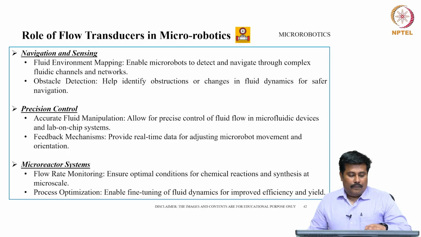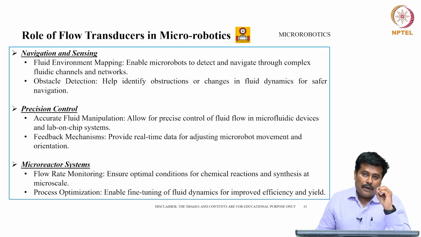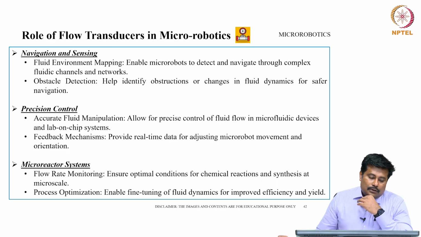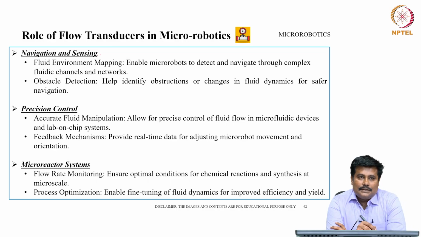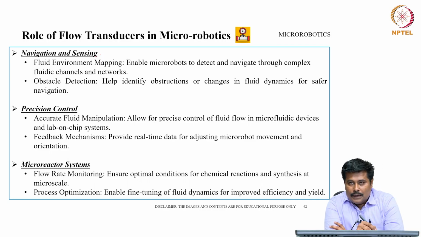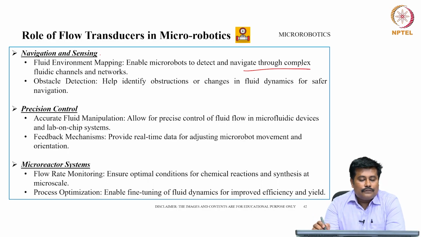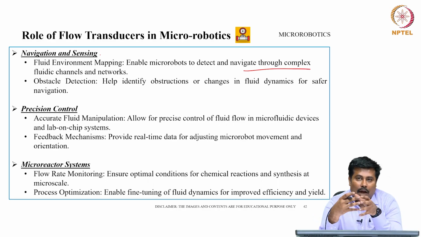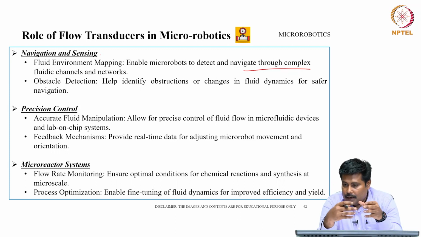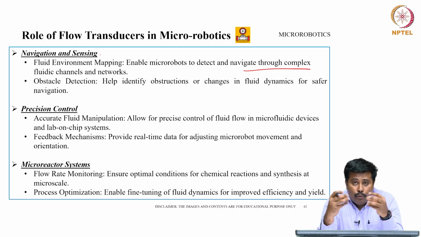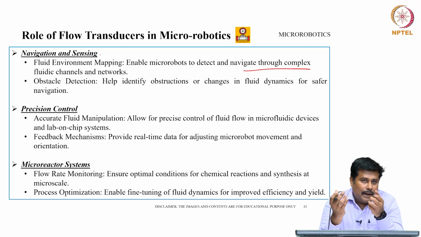Now, when we closely observe the role of a flow transducer in micro robotics, one of the key roles of these flow transducers includes navigation and sensing, that is, fluid environment mapping. This fluid environment mapping enables the micro robot to detect and navigate through complex fluidic channels as well as networks. It might be blood flow, or ocean flow, or sometimes a small lubricant flow that needs to be analyzed. So, these should be quite capable.